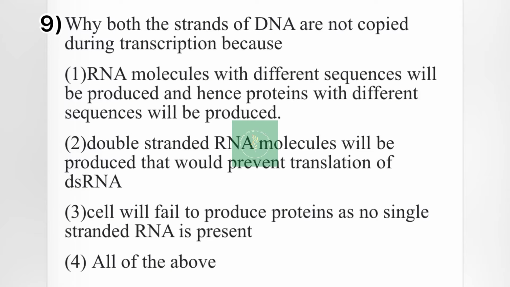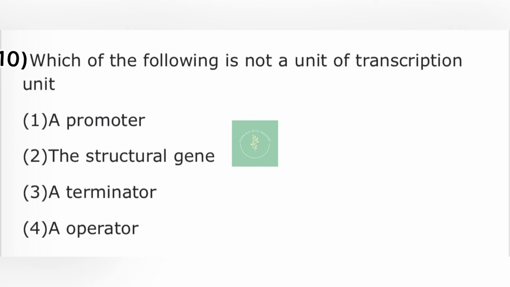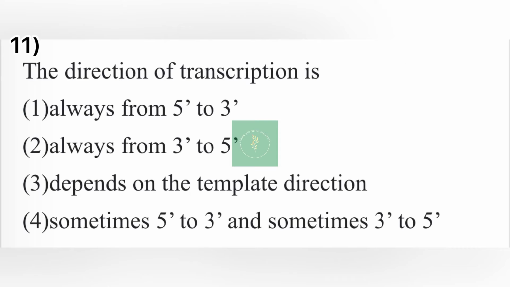Question number 9. Why both the strands of DNA are not copied during transcription? Because option number 4, all of the above. You know that if both the strands of DNA are copied, we are going to get two RNA sequences which will lead to double-stranded RNA, and this will not lead to translation. Question number 10. Which of the following is not a unit of transcription unit? And the option is 4, operator. Question number 11. The direction of transcription is option number 1, always from 5' to 3' polarity.